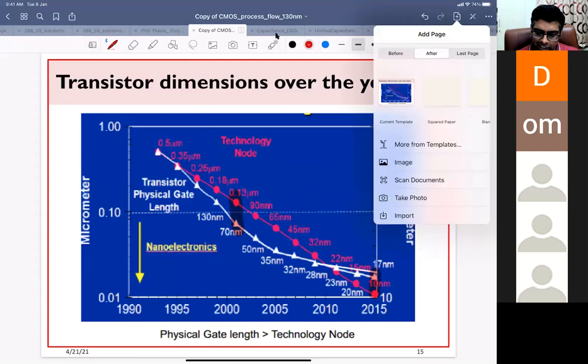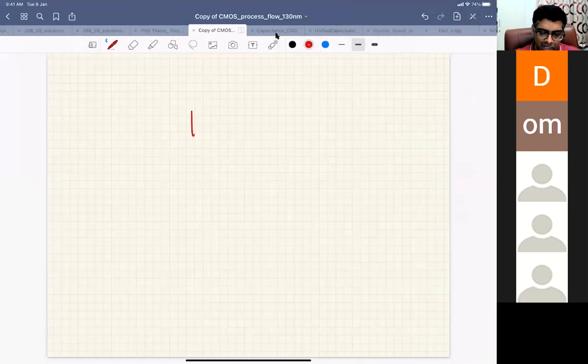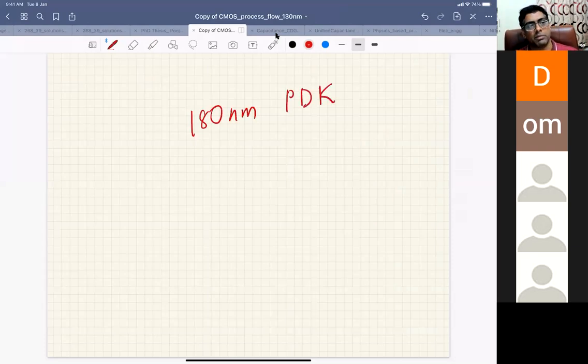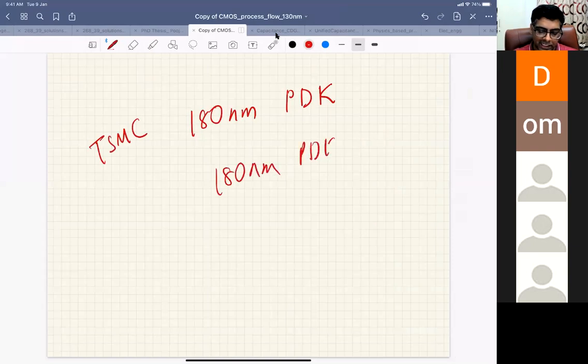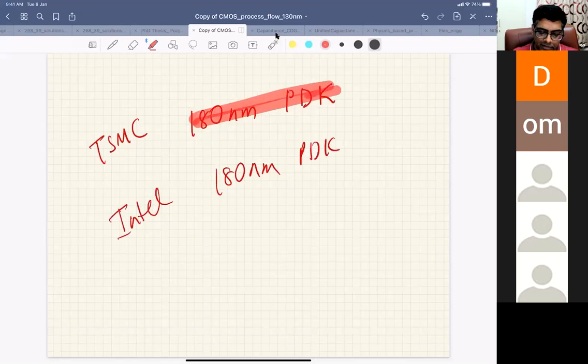And the last thing I'll tell you, when you're talking about PDK, right? Let's say 180 nanometer PDK. This is where all the rules have been defined, right? What are the minimum dimensions? What is the space between different layers and all those things. So take 180 nanometer of TSMC, let's say, and the 180 nanometer PDK of, let's say, Intel, right? So the name is the same. But if you look inside the PDK, the dimensions might be different, right?